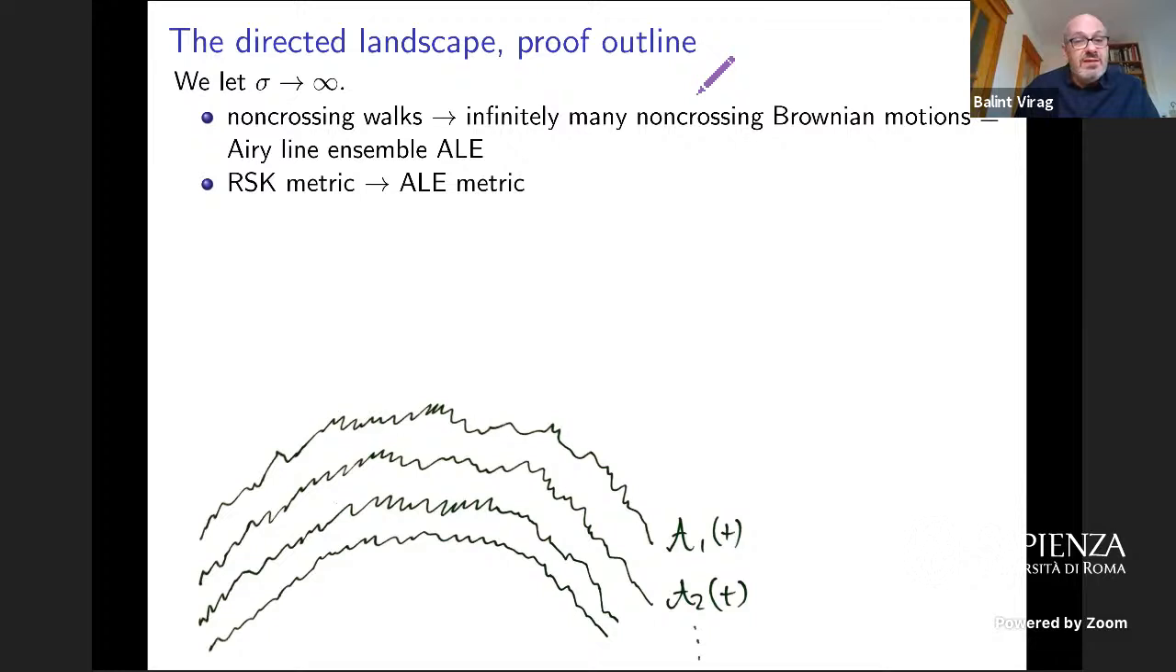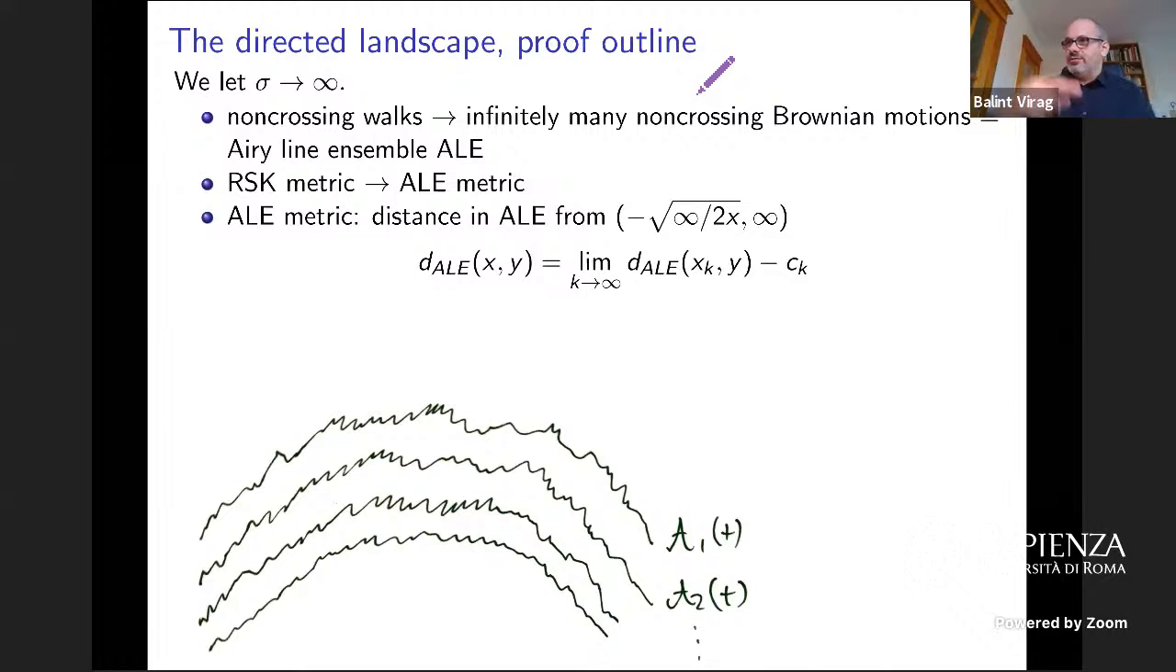So, as you expect, the RSK metric, which is what I defined up there, becomes this Airy line ensemble metric. So some metric which is defined in terms of these lines. So remember, we had to go from the bottom to the top. Now there is no bottom anymore because there are infinitely many lines. So instead of going from the bottom at a point, we're going to go from an asymptotic direction.